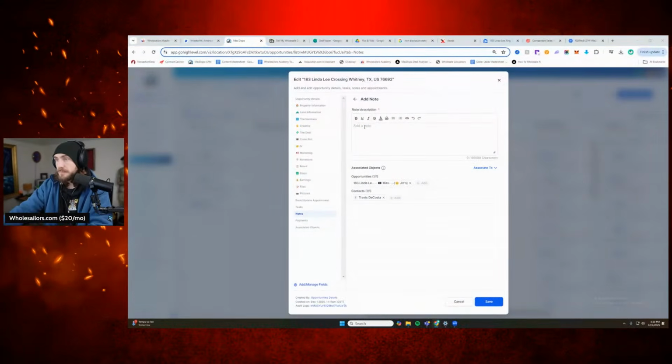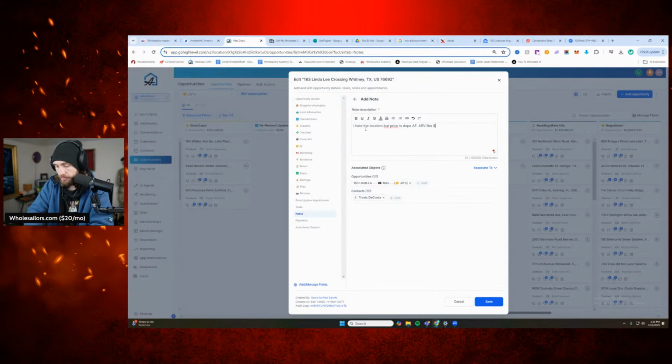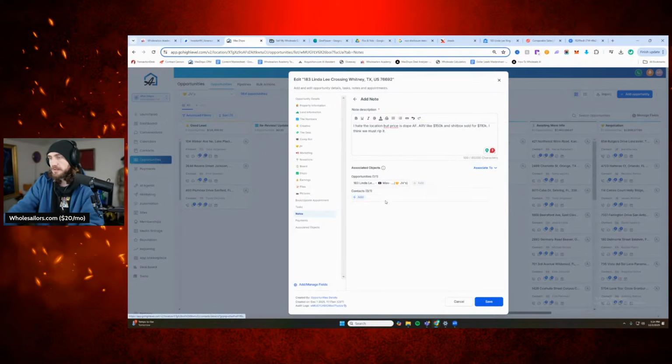All right. Nice. Let me leave notes on this deal because I'm going to forget. So let's leave notes here real quick, guys. Notes are: I hate the location, but price is dope AF. ARV like 150K and shipbox sold for 110K. I think we must rip it. All right, those are my internal notes to the team.